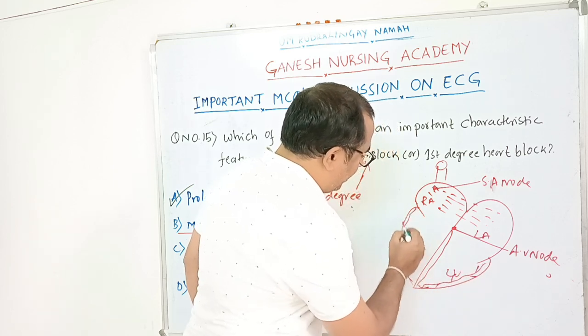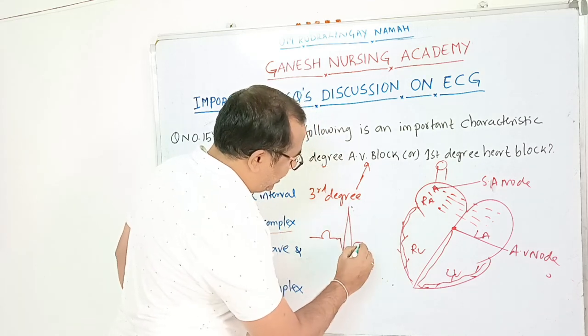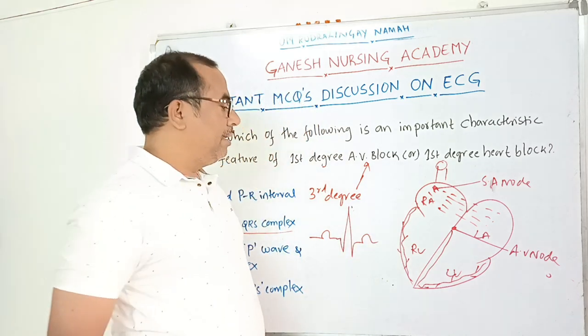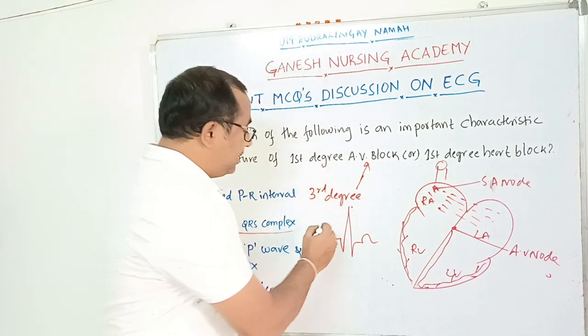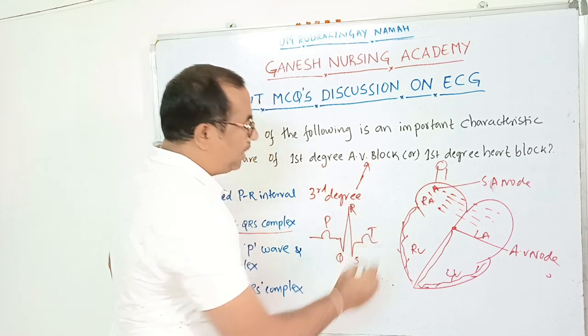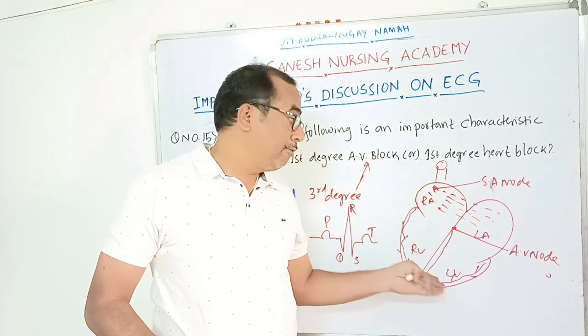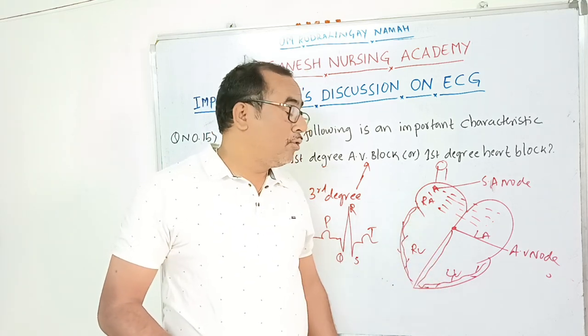Purkinje fibers. Then what happens here? The QRS complex will appear, and then the T wave will appear after the ventricular depolarization. So this is a coordinated activity. This entire electrical activity in the heart is coordinated: first there will be atrial activity, followed by ventricular activity, followed by relaxation of the ventricle.